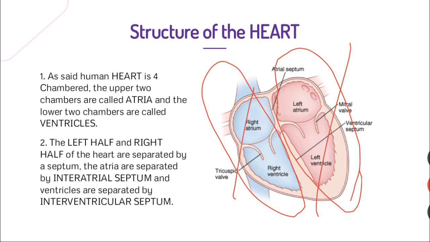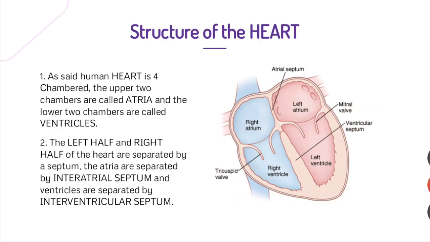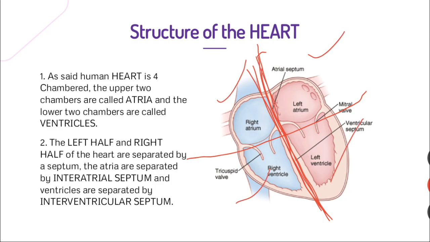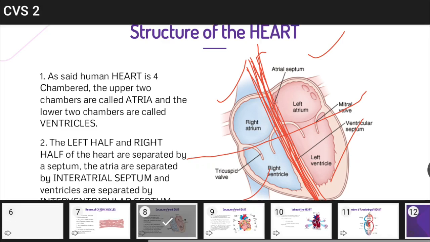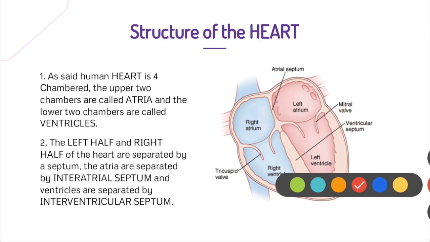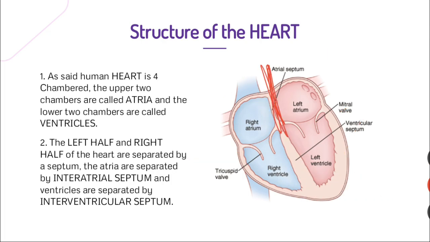So these four chambers are separated by septa. Let me erase this. These are separated by different septa. What are those? The septum which separates both atria from each other is your interatrial septum, and the septum which divides the ventricles separately is your interventricular septum.